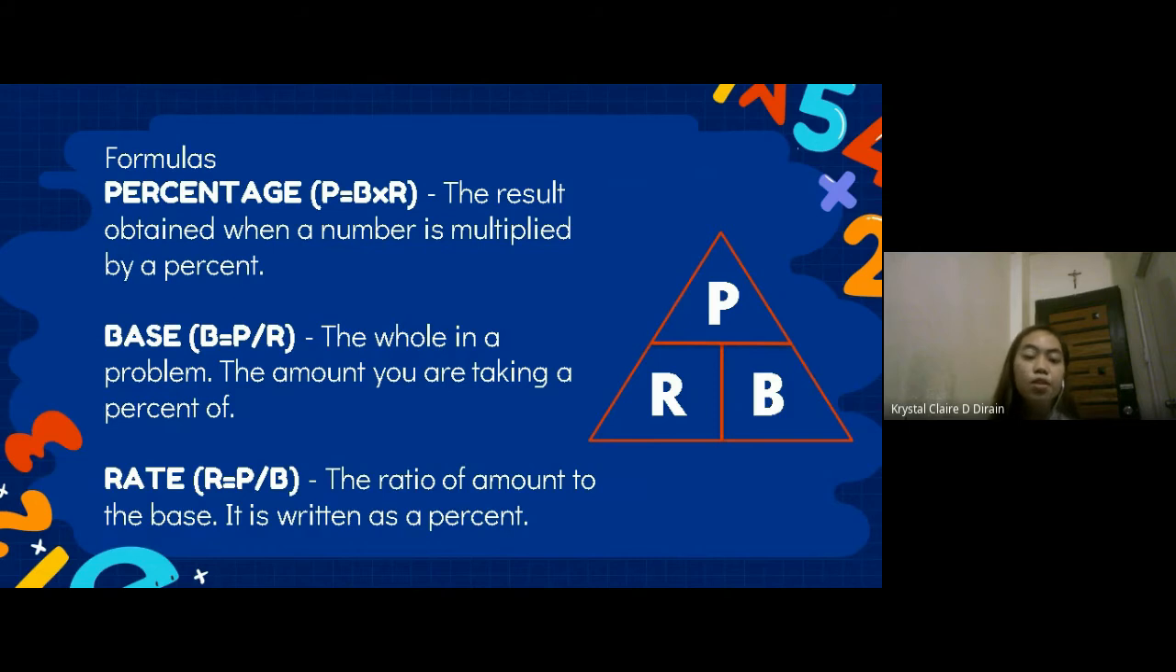So let's proceed. To get the missing element, pag may encounter kayong ganon, we have this formula. This one for the percentage, base, and the rate. For the percentage, all you need to do is multiply these two, rate and the base. And for the base, when the base is missing, you will now just divide the percentage and the rate. And for the rate, if the rate is missing, all you need to do is divide the percentage and the base. So you must always remember, change first the percent into decimal.